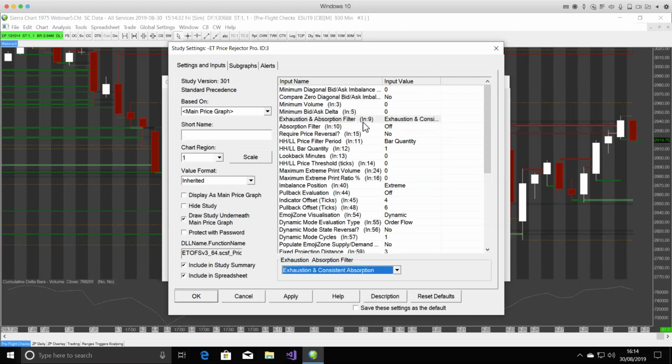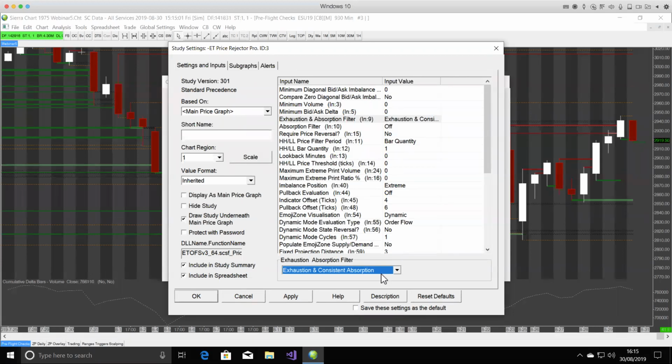But what I do is I put the exhaustion and absorption filter into exhaustion and consistent absorption mode. So I'm not looking for reversals, but I'm letting the computer tell me at high prices, if I'm running out of buyers and all of that buying is being absorbed by stronger passive sellers, that's giving me a clear sign, okay, that level is deemed by the market at that moment in time to be too high, or too low if we're at the bottom.